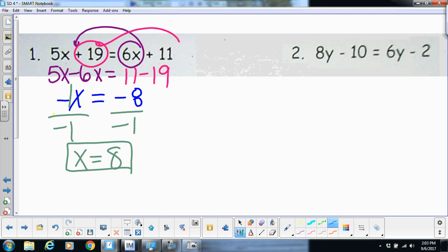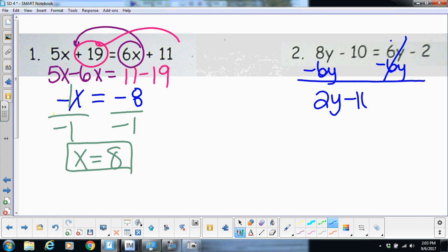All right, so I'm going to do a different way, one way that we haven't done in class yet, which is just our linear stacking approach. Okay, so instead of circling and moving this 6y, I'm going to go ahead and just subtract 6y. And notice I only subtracted y's from y's, so they're going to cancel over here, and I'm going to be left with 2y minus 10 equals negative 2.